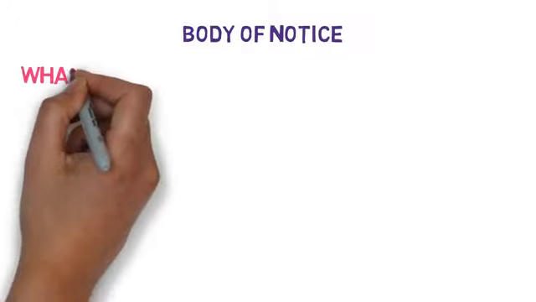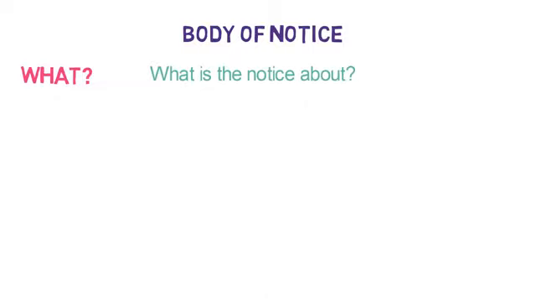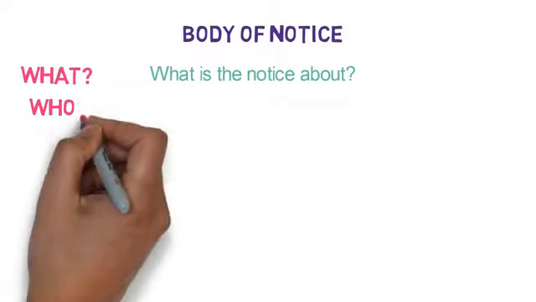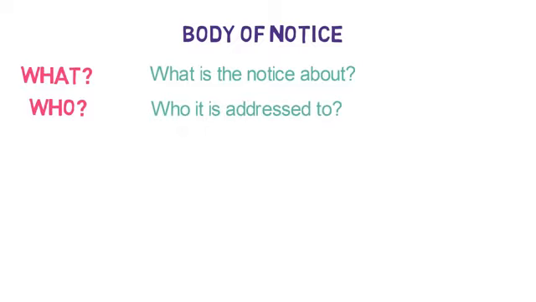Now let's understand what should be there in the body of the notice. Remember to answer the 5 W's while writing any notice and you won't have a problem while writing it. First one is what. So what is the notice about? The notice should clearly mention what is going to happen or what has already happened. Second one is who. This will be who the notice is addressed to. Who all are supposed to adhere to the notice should be clearly mentioned to avoid confusion.